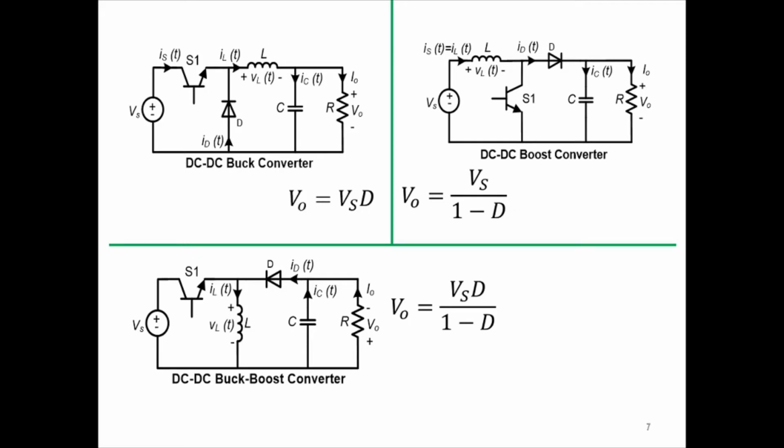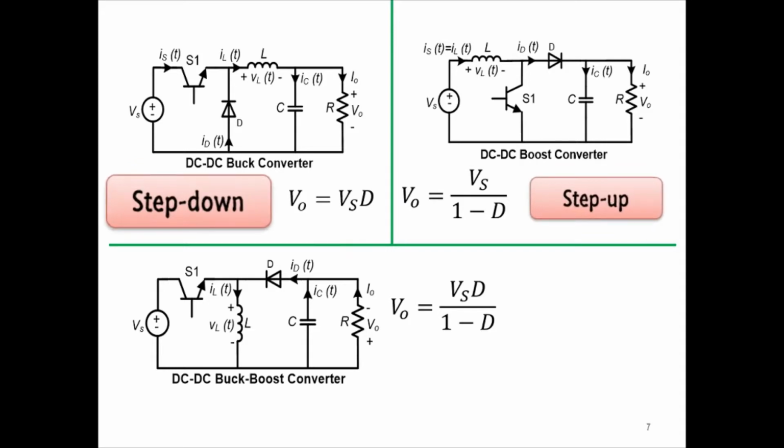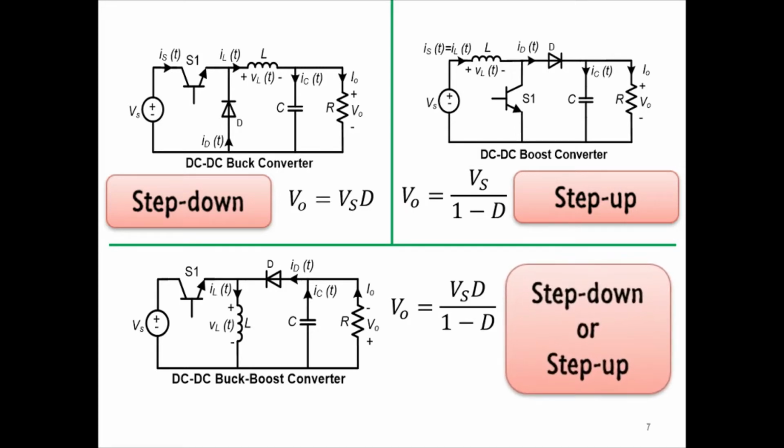In the previous video, I have introduced three types of DC-DC converters. As mentioned, the input DC voltage can be stepped down or stepped up using the buck and boost converters respectively. Meanwhile, the buck-boost converter can perform both functions depending on the duty cycle or duty ratio. In this video, I will show you how to derive the output voltage equations of these converters.